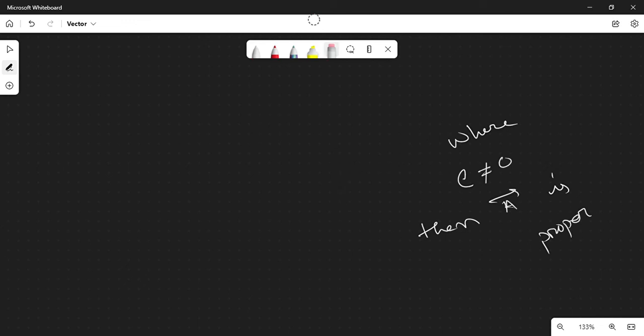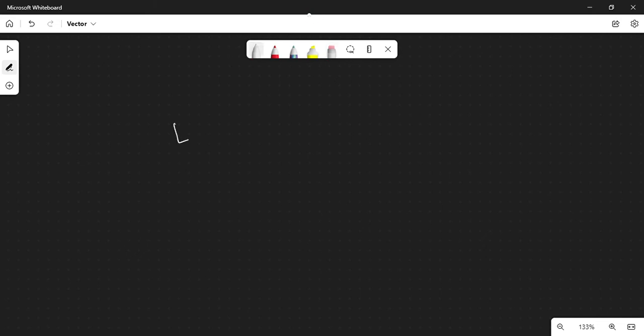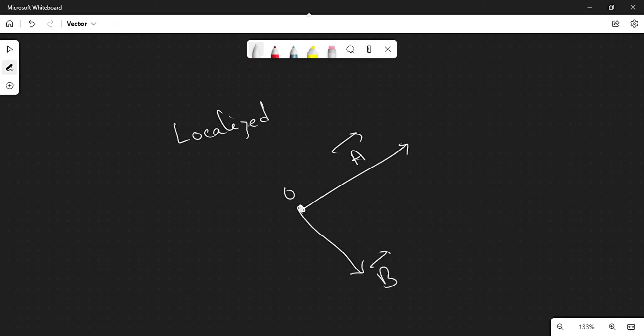Now let's move on to another type of vector. Next on the list is the localized vector. It's just the opposite of a free vector. It is localized, that means it has an initial point. From initial point O, vector A moves, and let's say vector B moves. So A and B both are localized vectors because they have an initial point.